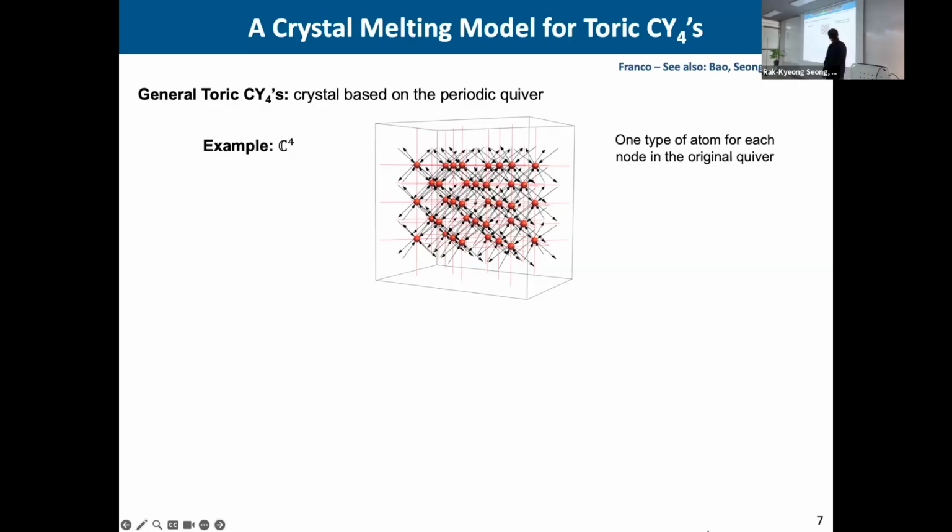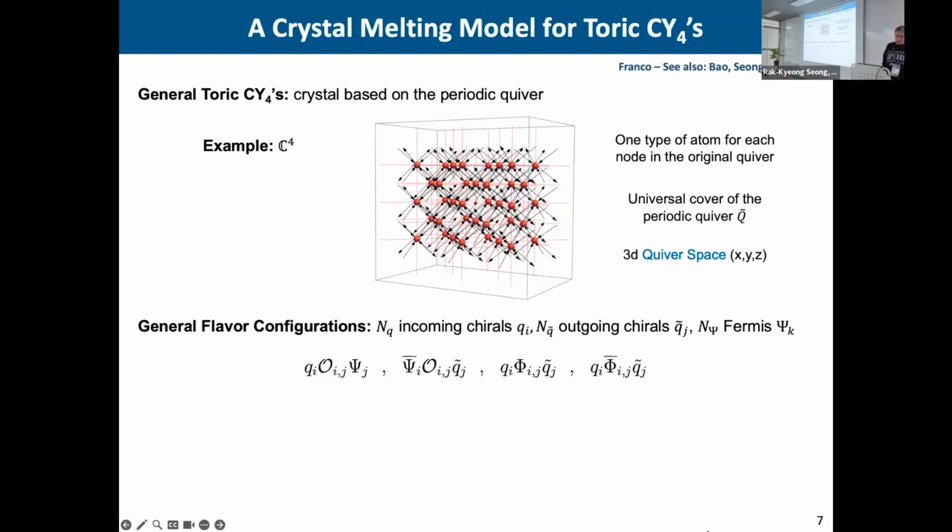And since there is only one gauge group in this quiver, I will say that this crystal, or this periodic quiver, has only one type of atom, which corresponds to this single type of node. More generally, there will be more than one. I will sometimes be interested in this space, which is the universal cover of the periodic quiver. And I will call this the 3-dimensional quiver space. It has some coordinates x, y, and z of the periodic quiver.